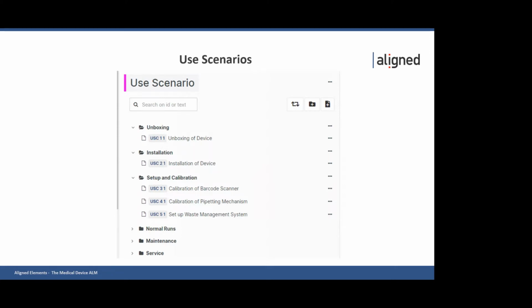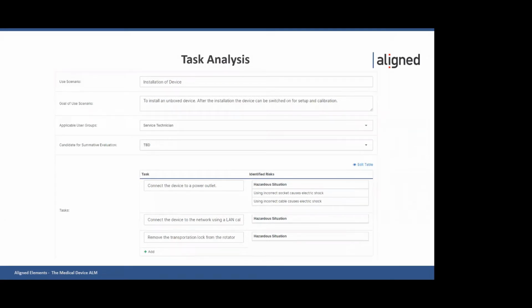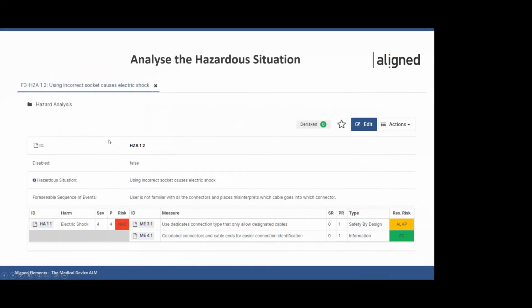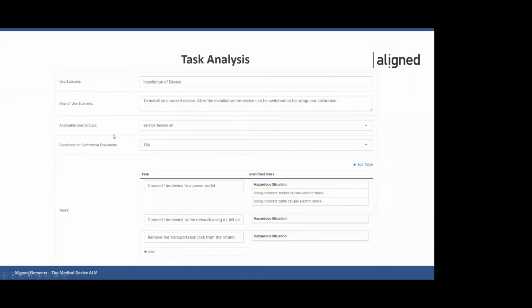And then if we dive into the internal of use scenarios, we then perform something that we call a task analysis. We start by writing down things like, what's the goal of the use scenario? Sorry about that. What kind of user group are we looking at? And the slide that Dr. Jani showed was a lot more elaborate than this, including the use environment, etc. And also meditating on, is this a candidate for a summative evaluation?